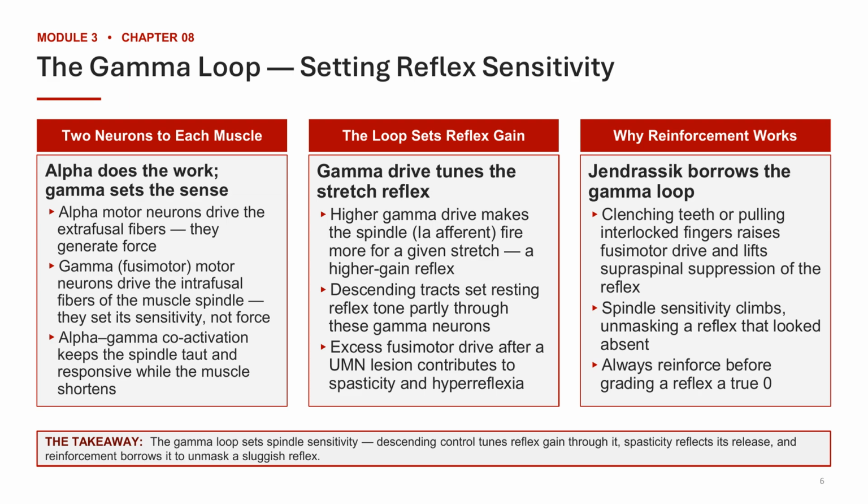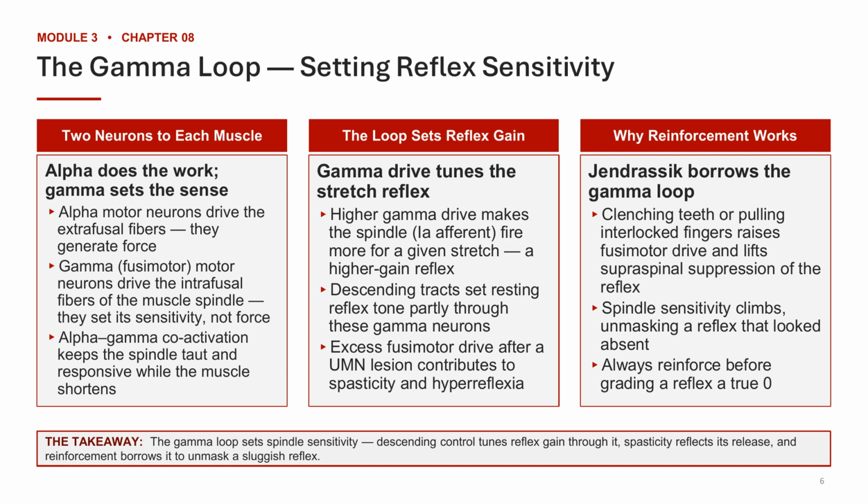Now, why does this matter mechanically? When a muscle contracts and shortens, the spindle inside it would go slack, and a slack sensor detects nothing. The nervous system prevents this with alpha-gamma coactivation. It fires both together, so as the muscle shortens, the spindle is taken up right along with it, staying taut and responsive throughout the movement.